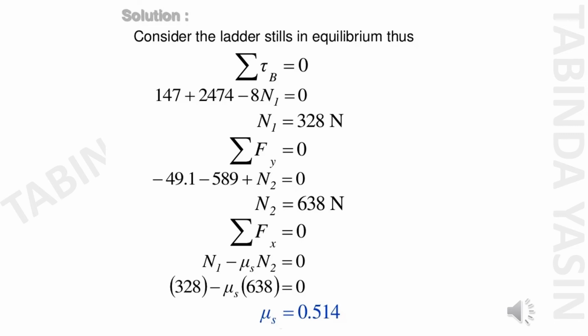So n1 minus mu s n2, the frictional force value, is equal to 0, that is Fs is equal to mu s n2. So we have written here n1 is equal to 328, minus mu s times 638 is equal to 0. So mu s is equal to 0.54, that is the coefficient of static friction for the ladder against the wall.